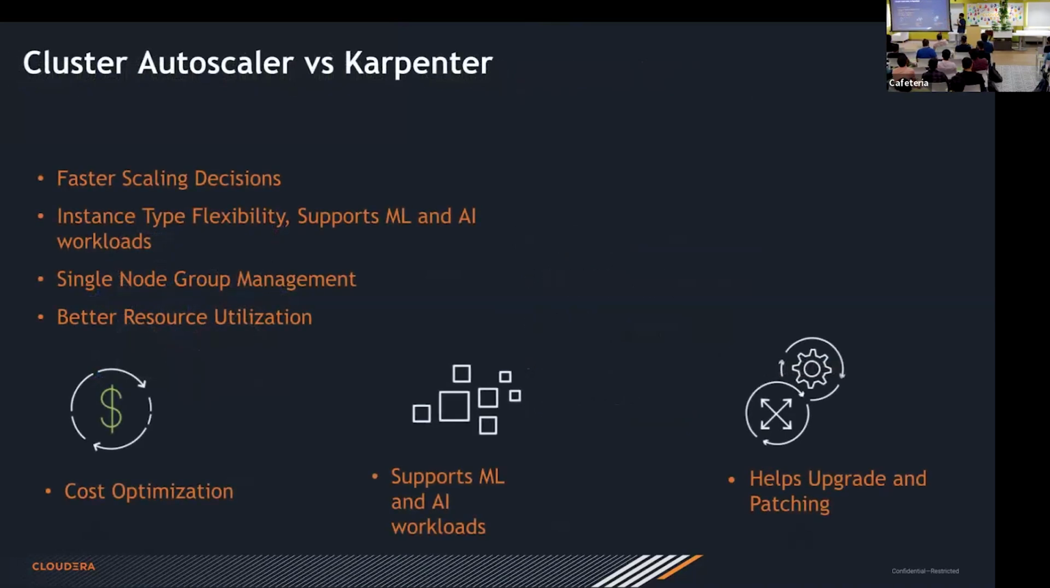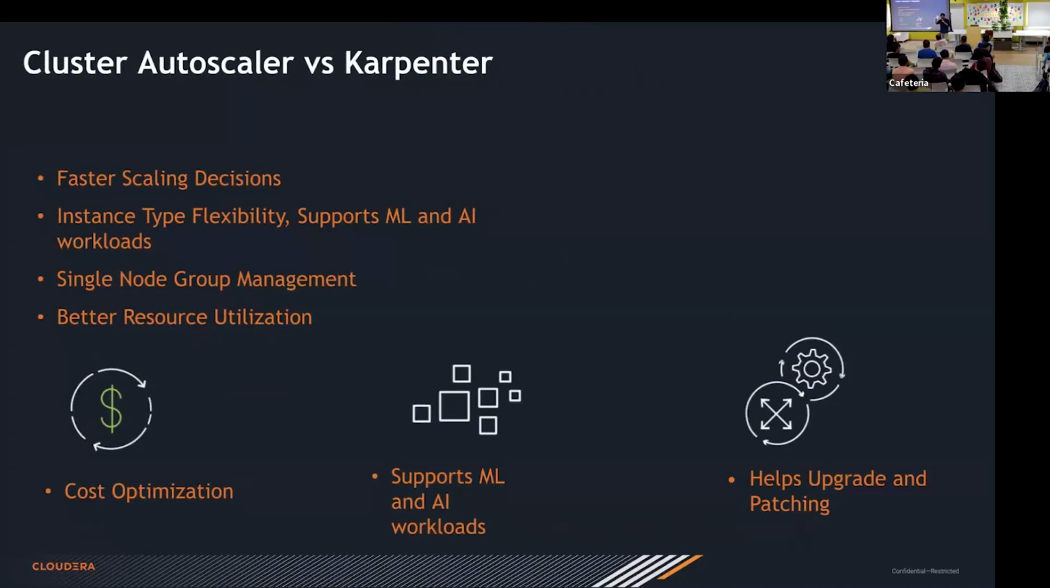And now there's a conclusion I want to share with you. It's faster scaling decisions. It will make your scaling a lot faster than it already is, as I showed you with the demo as well. It will give you instance type flexibility. You can choose the instance type you want, or you can choose not to, and Karpenter will choose it for you.